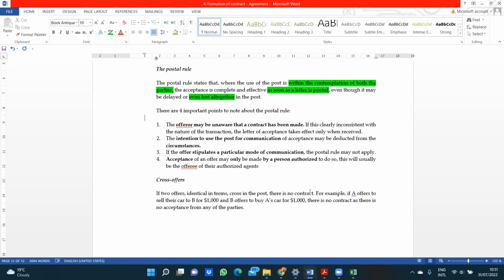The intention to use post for communication of acceptance may be deduced from the circumstances. If the offer stipulates a particular mode of communication, the postal rule may not apply. Acceptance of an offer may only be made by a person authorized to do so. This will usually be the offeree or their authorized agent.